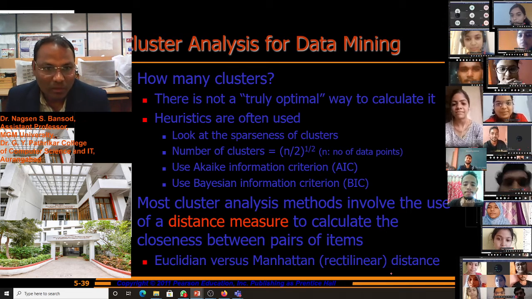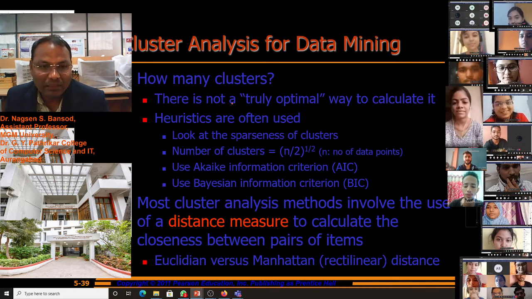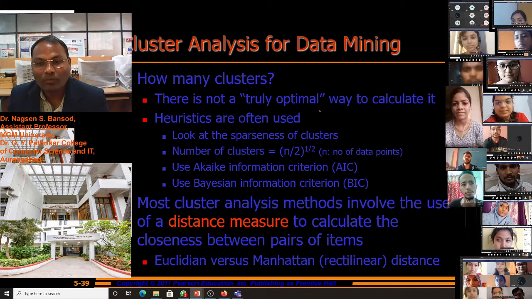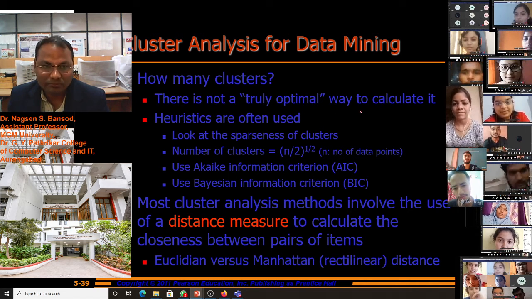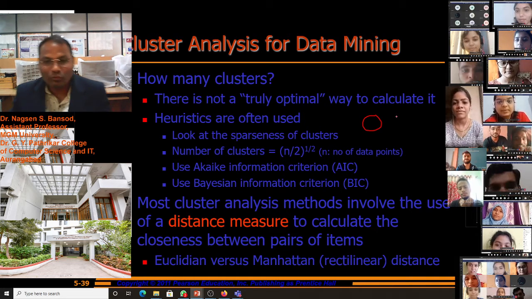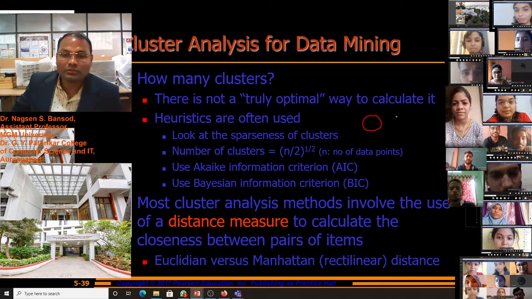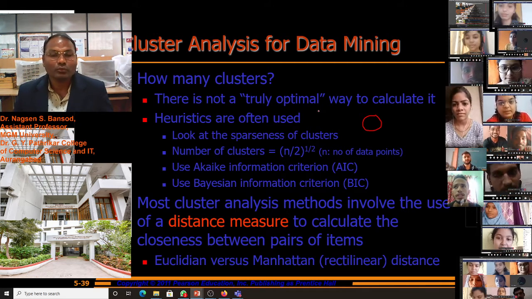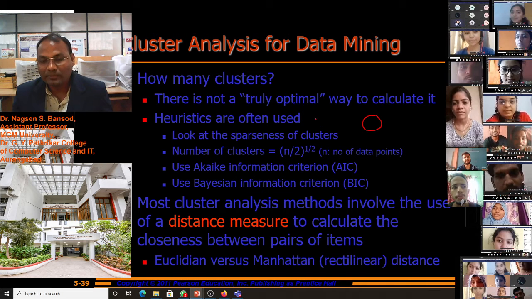The most important thing is how many clusters. There is not a truly optimal way to calculate it. How many clusters will there be in the natural grouping? This is difficult to find, the truly optimal classification of the clusters.